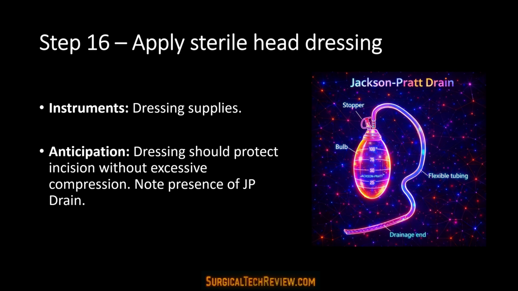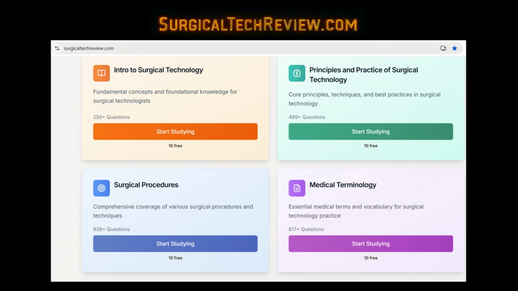Step 16. Sterile head dressing. A sterile head dressing is applied to protect the incision. Care is taken to avoid excessive compression, especially if a drain is present. That includes all of our steps for craniotomy.